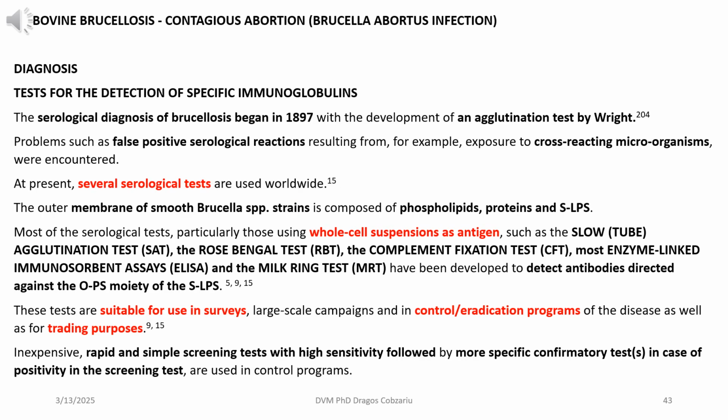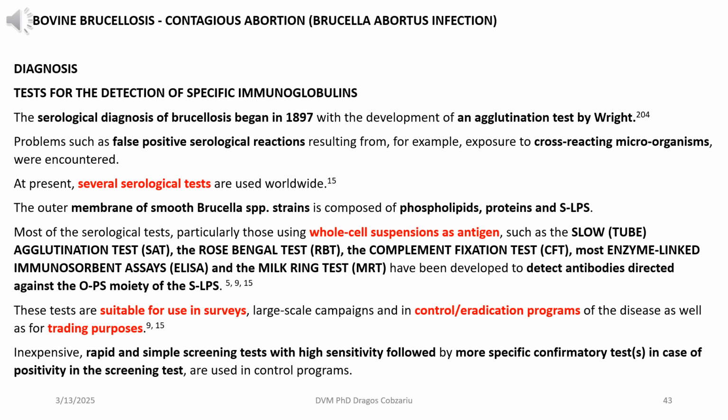Tests for the detection of specific immunoglobulins. The serological diagnosis of brucellosis began in 1897 with the development of an agglutination test by Wright. Problems such as false positive serological reactions resulting from, for example, exposure to cross-reacting microorganisms, were encountered. At present, several serological tests are used worldwide.